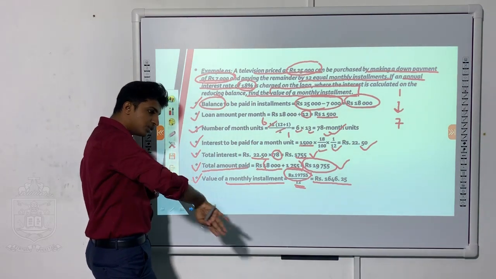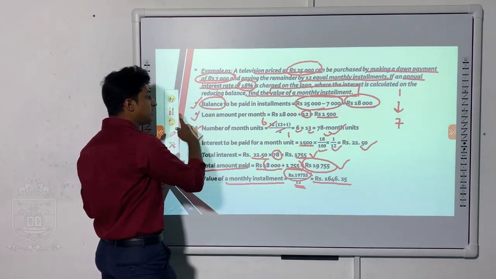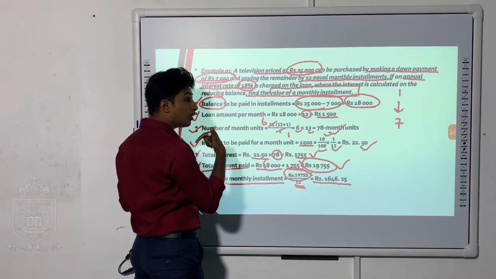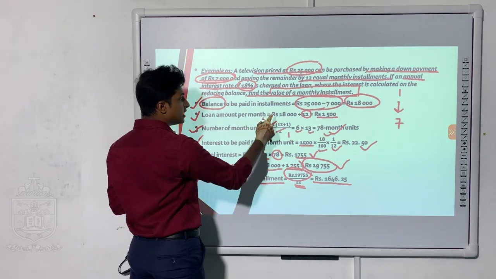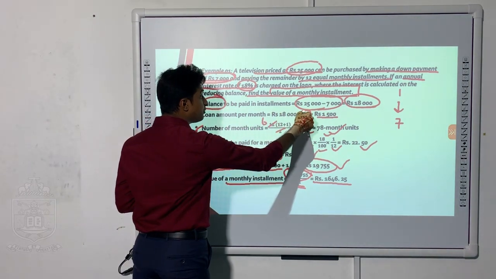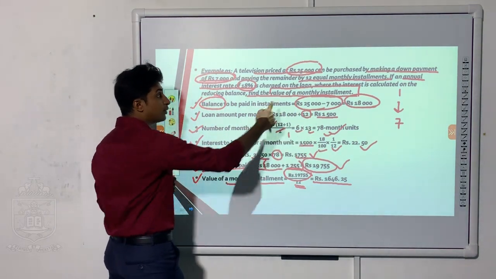Then we have to undergo the interest procedure. Then I'm going to check what is the loan amount I have to pay now without interest. I have to pay now for a month. So that is the balance divided by number of monthly installments. I have 12 monthly installments.